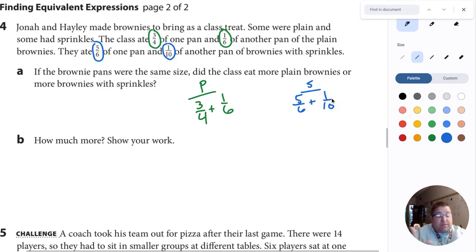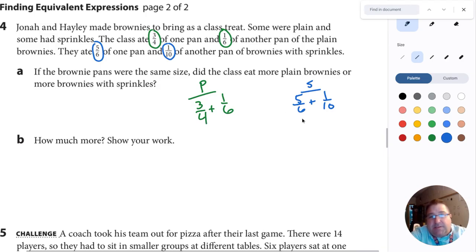Cool. Okay, so that's the first part, right? We got to add our 2 plain brownies we ate, add our 2 pans of sprinkled brownies. Then we'll be able to compare. So we got to start here, guys. Now, we're going to have to get a common denominator. And my strategy, let's just get a common denominator for everything out of the gate.